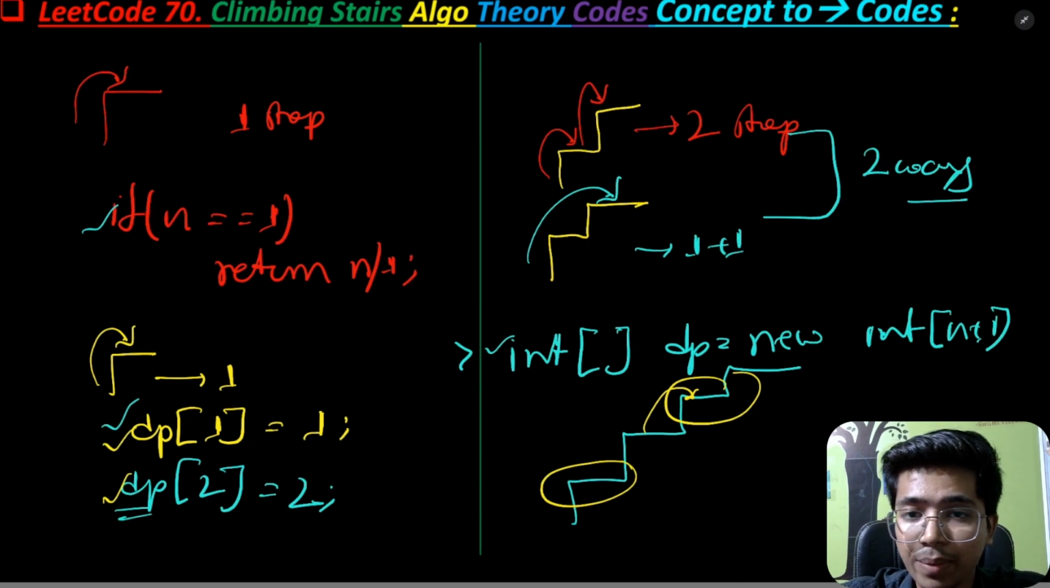if there is only one step remaining, there is only one way to reach step 1. Now dp of 2, to reach 2 steps, there are 2 ways to reach step 2. So this is a bottom up approach. Here we are applying bottom up dynamic programming.